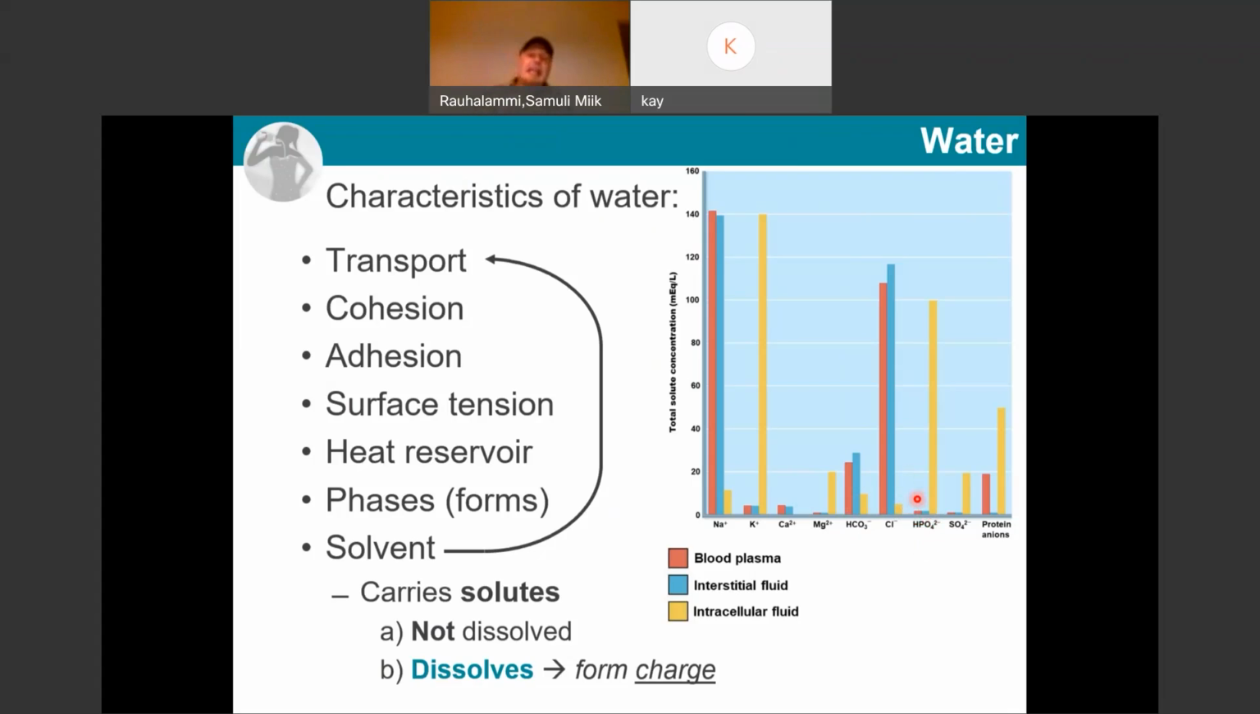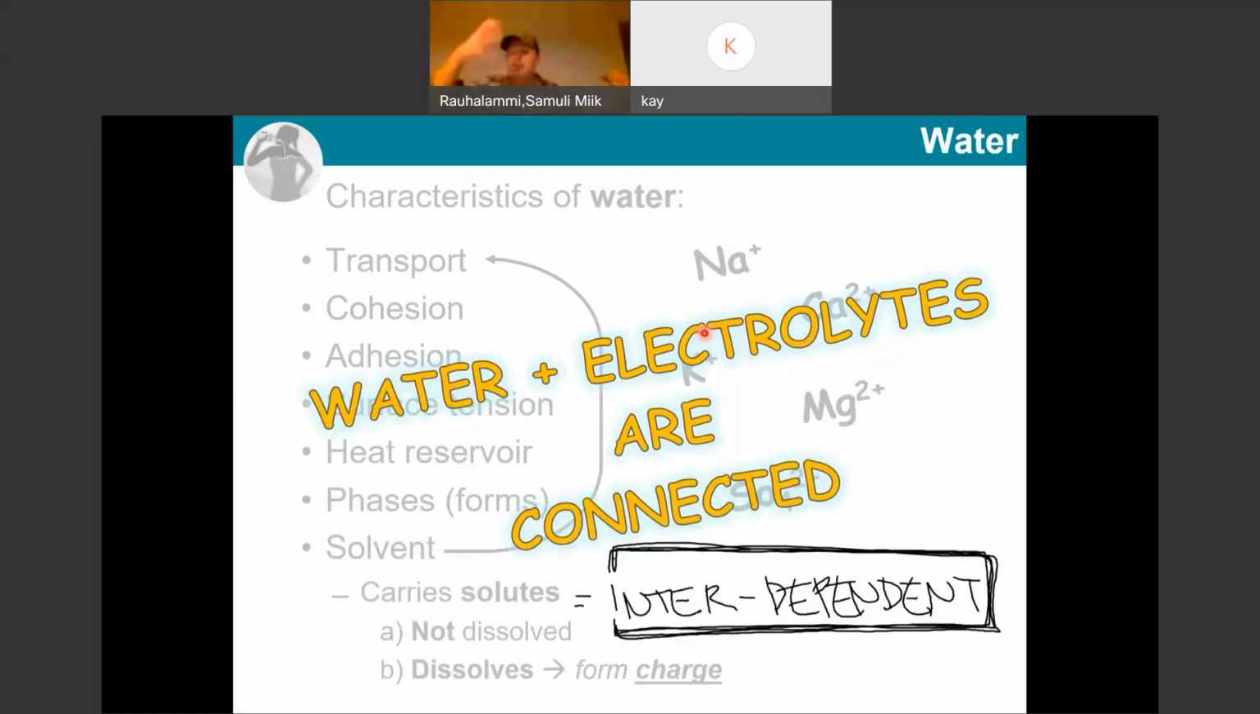But if anything, you should take away from this discussion of things that dissolve in water and form a charge, it is that water and these charged particles depend on each other. So wherever water goes, these charged particles tend to follow, or wherever these charged particles go, water tends to follow. So water and electrolytes are connected. A term that we can use to describe this is that they are interdependent. They depend on each other.